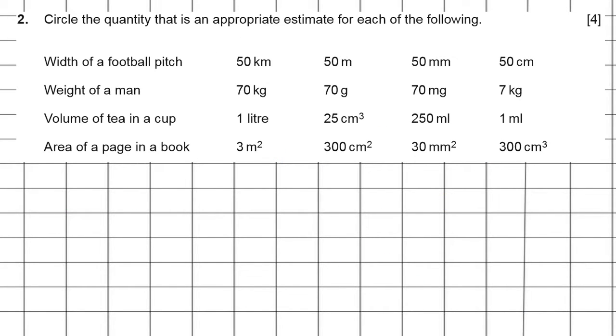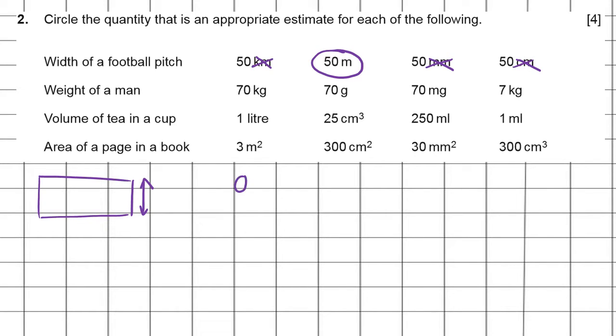Okay, 2. Circle a quantity that is an appropriate estimate for each of the following. Okay, so width of a football pitch. So this is a football pitch. Not the length, we want the width. So width isn't very big. So it's not as big as kilometers. That's when you're traveling, like say a car. Millimeters, definitely not. That's really small. Centimeters, nope. Therefore the only option is meters.